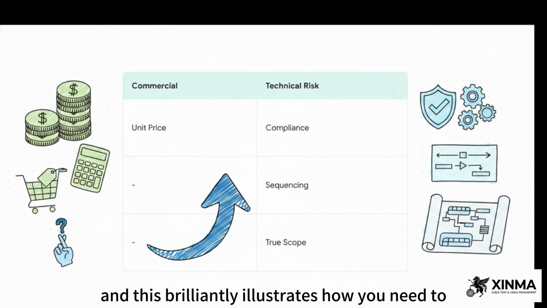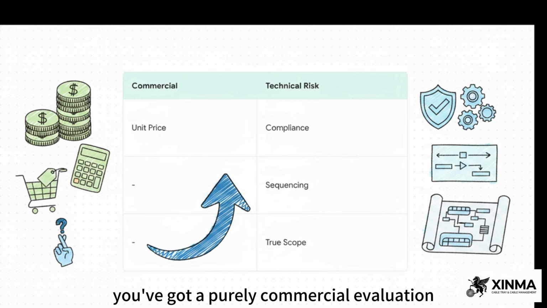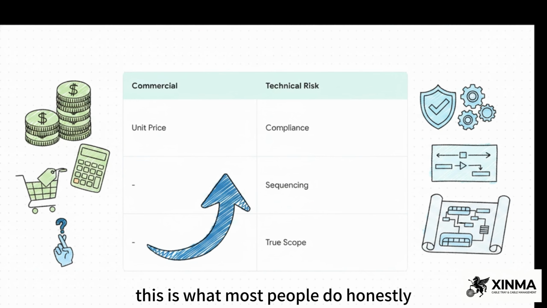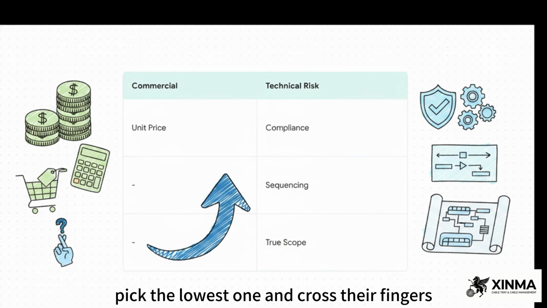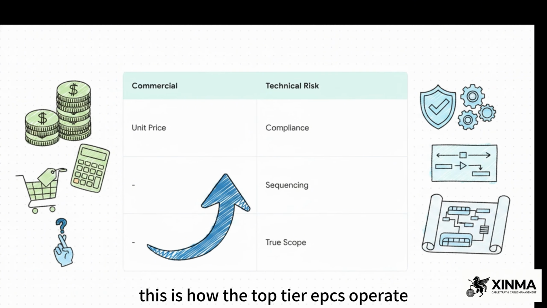And this brilliantly illustrates how you need to shift your view on procurement strategy. On the left side, you've got a purely commercial evaluation. This is what most people do, honestly. They just look at the unit price, pick the lowest one, and cross their fingers. But on the right is the technical risk evaluation. This is how the top-tier EPCs operate.